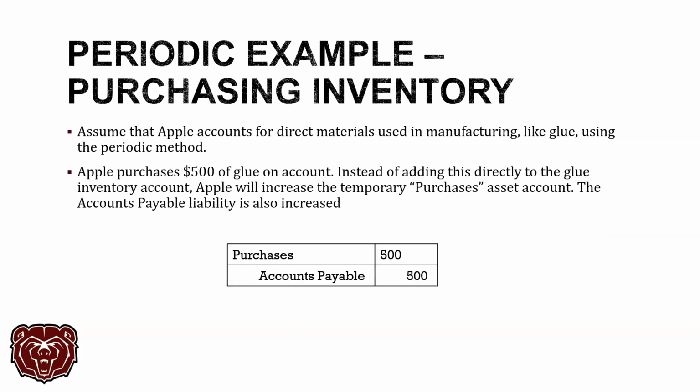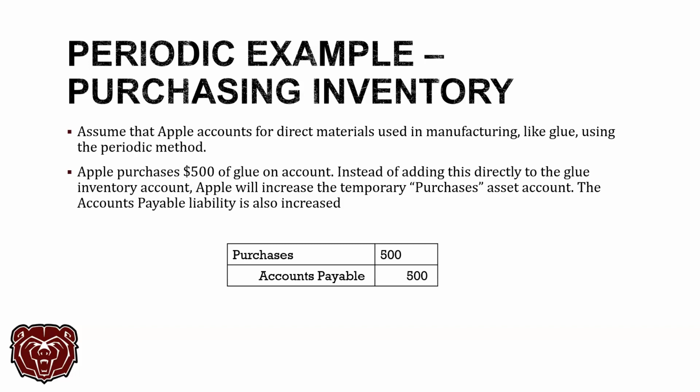So let's take a look at a periodic example. This is going to be us purchasing a piece of inventory, okay? So let's assume that Apple, we all know what Apple is, accounts for their direct materials used in manufacturing, something like glue. They account for it using the periodic method, right? So they're going to do a physical inventory count every month or whatever the case is. So let's say Apple purchases $500 of glue on account.